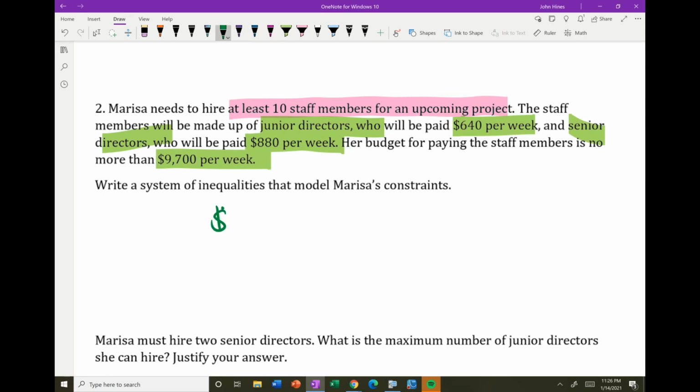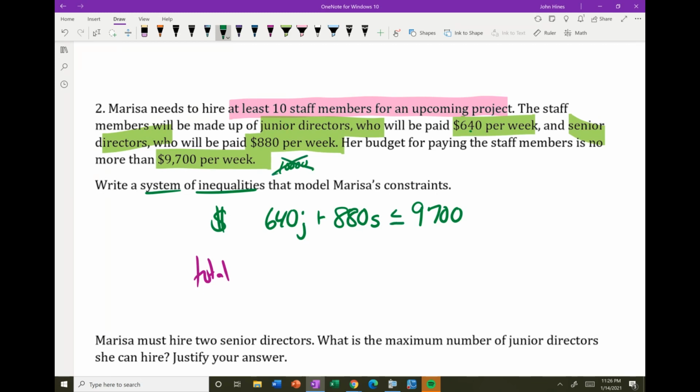Well, this is another money total. So let's deal with the money. I always like to deal with the money. Money, money, money. Junior directors are $640 each. Senior directors are $880 each. Well, what inequality goes here? Can she spend $10,000? No. I know it says more than, but that's no more than. She can't go above that. 10,000 is no good, so I've got it to be smaller than. That's a less than there.